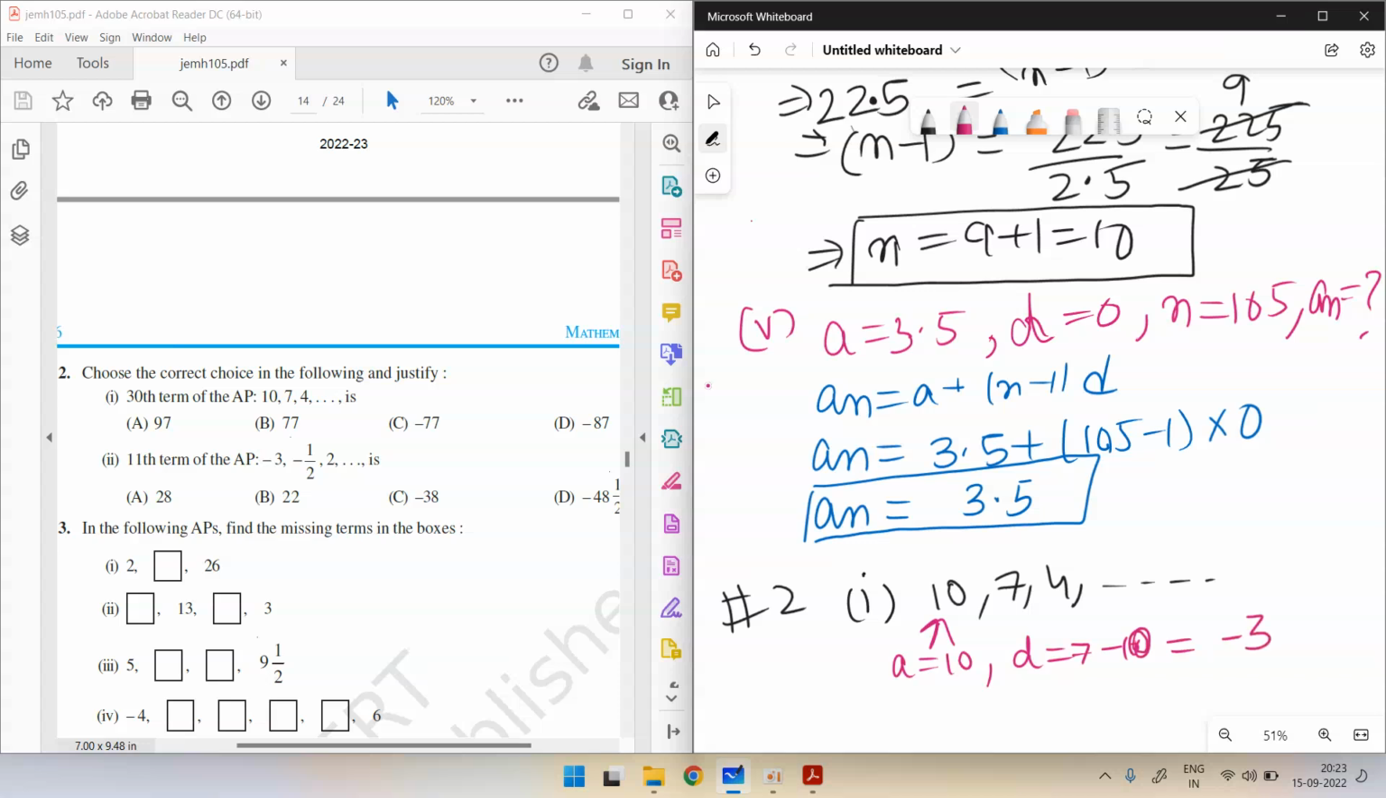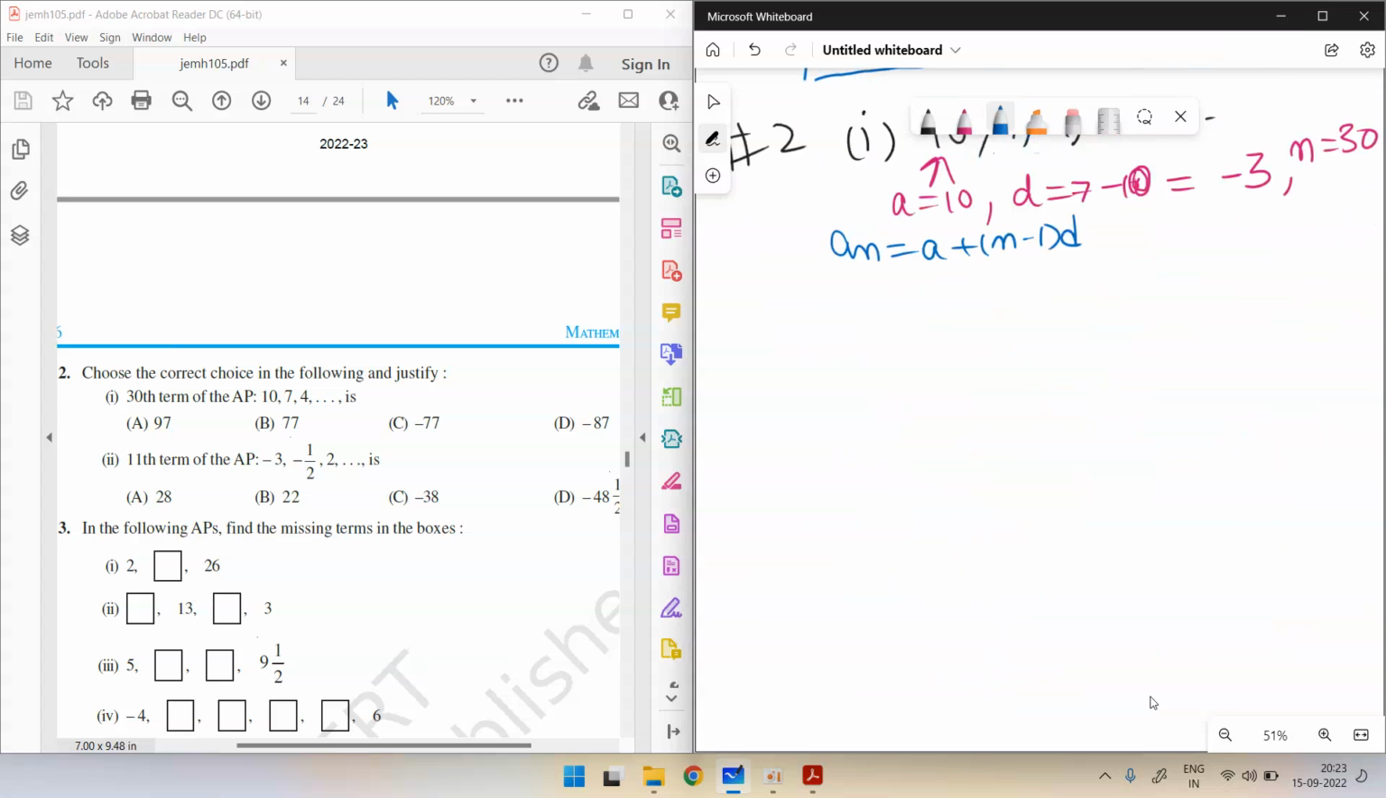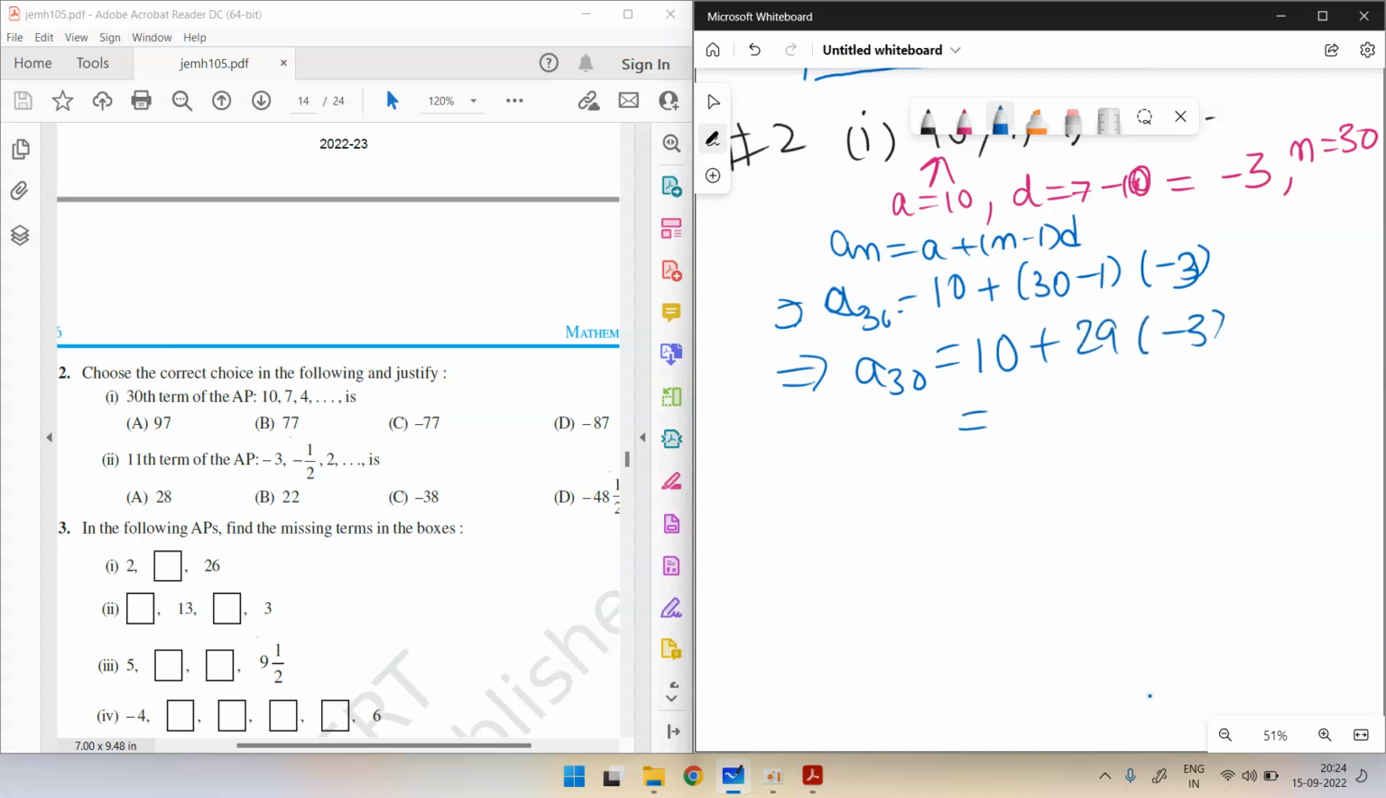Now it is given that you need to find the 30th term, so n is 30. If you apply the formula, a_n equals a plus (n - 1)d. Putting in the values, a_30 is 10 plus (30 - 1) into minus 3, which is 10 plus 29 into minus 3. Solving this, 29 into 3 is 87, and 10 minus 87 is minus 77. So the 30th term a_30 will be minus 77.